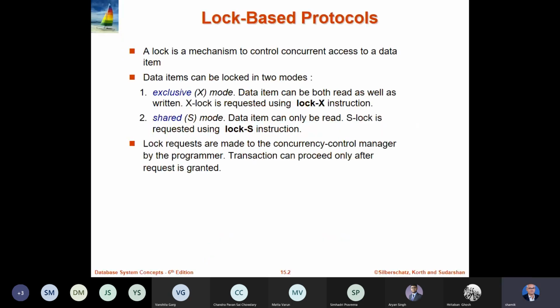We'll see a few ways of ensuring concurrency control. One of them is what is called lock-based protocols. Locks you have already studied in the context of operating systems. A lock is a mechanism to control concurrent access to a data item. Data items can be locked in two modes. One is the exclusive mode, or the X lock. The other is the shared mode, which is called the shared lock or often the read lock. The exclusive lock is also often called the write lock.